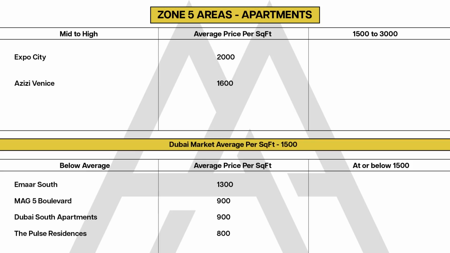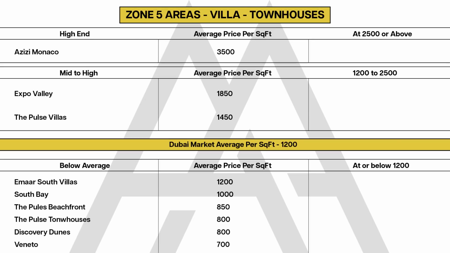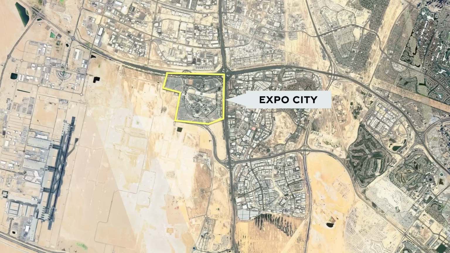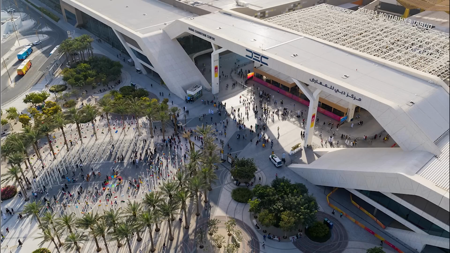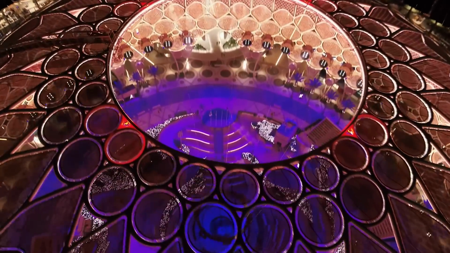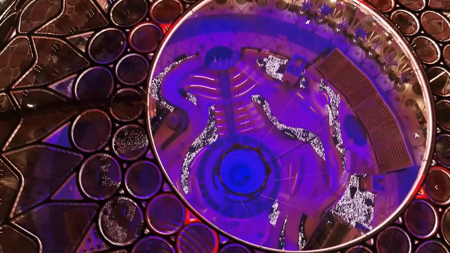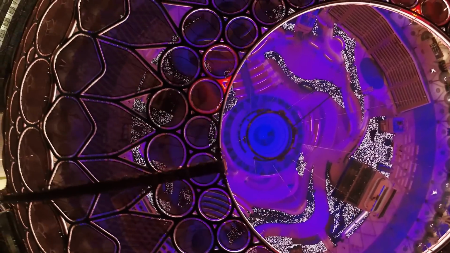Now starting with the real estate projects here in Zone 5, first the apartments and then the townhouse and villa areas, going in the order of decreasing price per square foot. The highest price per square foot apartments in Zone 5 are the ones in Expo City. Key selling point is the presence of offices of big multinational firms, the new Dubai Exhibition Center, and other social and entertainment activities that take place around the Al Wasl Dome.